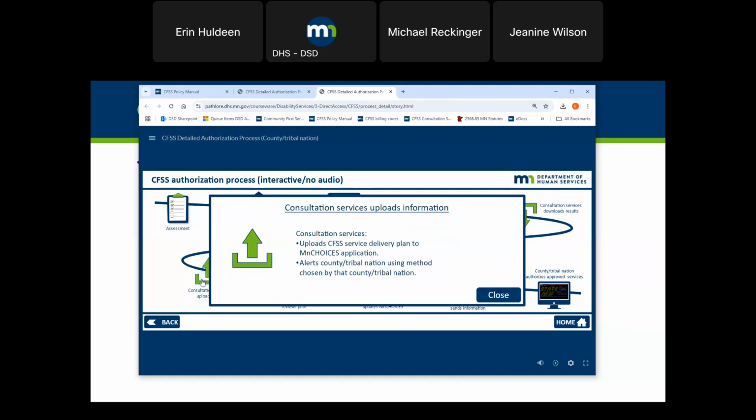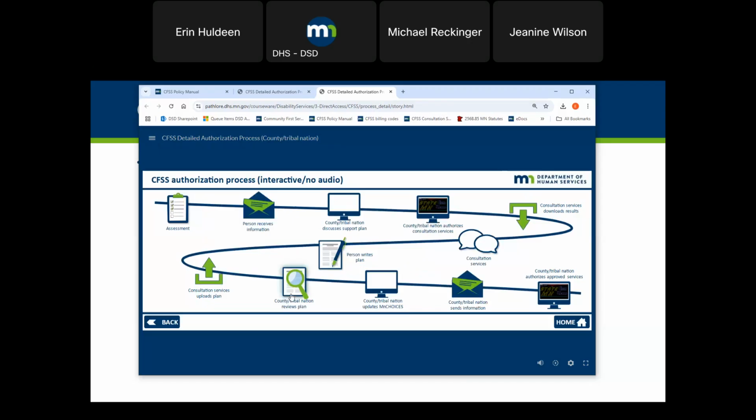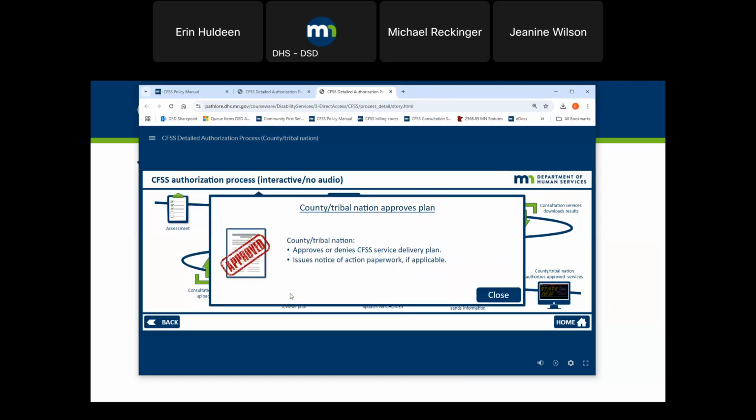Then the consultation services provider will upload the service delivery plan into MinChoices for the lead agency to access. And then they'll alert the lead agency that that upload has occurred. Next, the county or tribal nation is going to go into MinChoices to review the plan, and they'll either approve or deny the service delivery plan as written. If they deny the service delivery plan, then they'll issue a notice of action to the person.